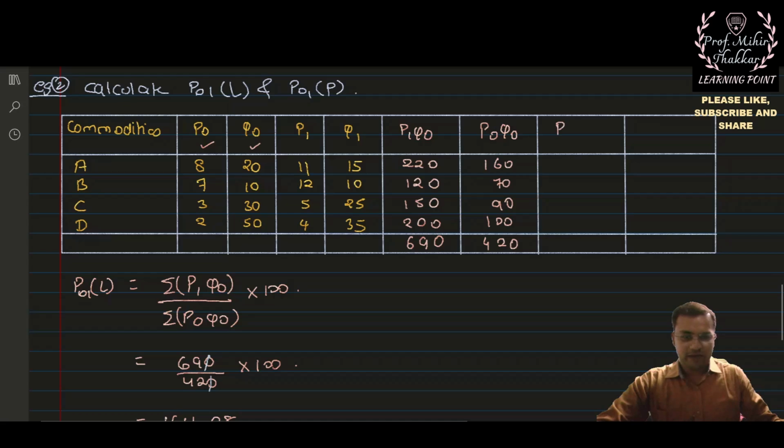So I have to make a column for P1 into Q1 and then the column for P0 into Q1 for the numerator and the denominator. So when I multiply P1 into Q1, I get 11 into 15, which comes out to be 165. 12 into 10 comes out to be 120. 5 into 25 comes out to be 125, and the last 4 into 35 comes out to be equal to 140.